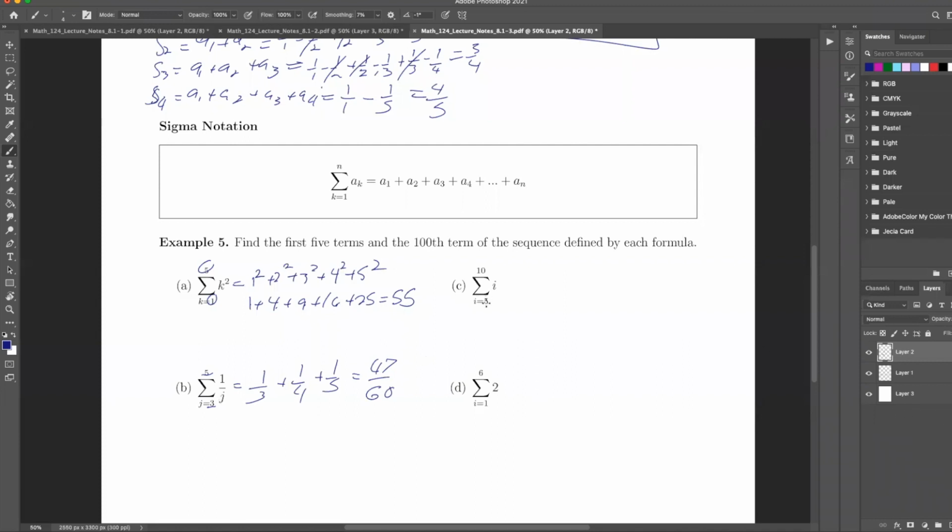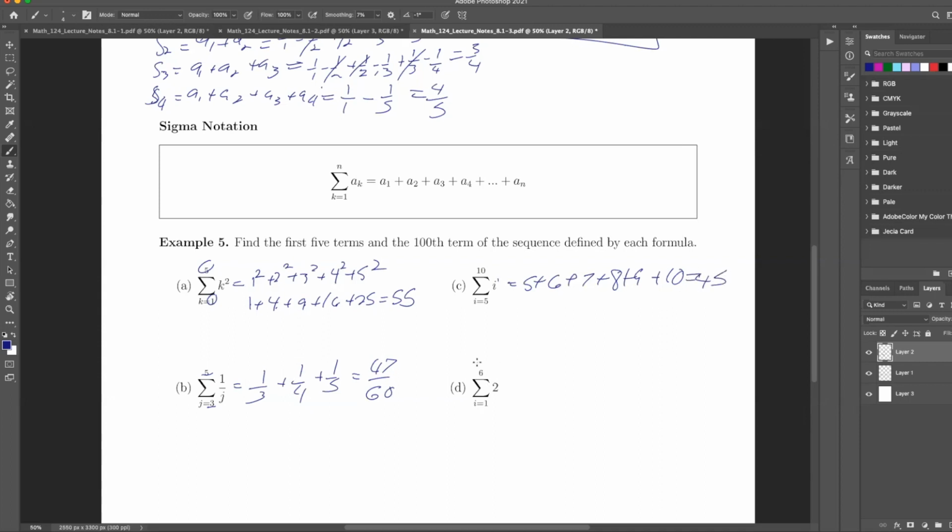Here, we're going to start at 5 and go to 10, and we're just going to let it equal i. So this is equal to 5 plus 6 plus 7 plus 8, I said 8, I wrote 6, plus 8 plus 9 plus 10. This is equal to 45.